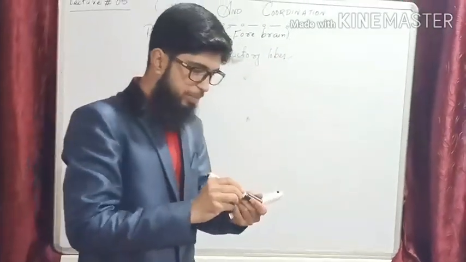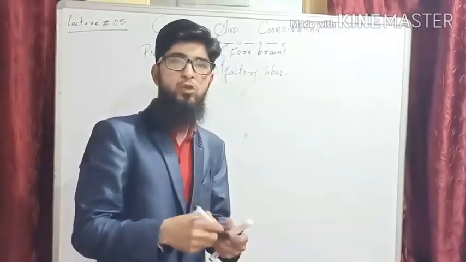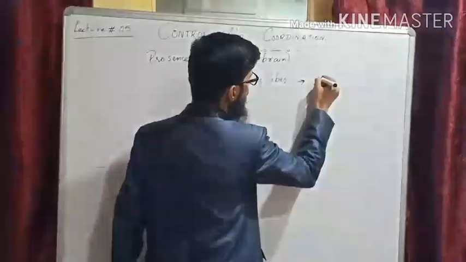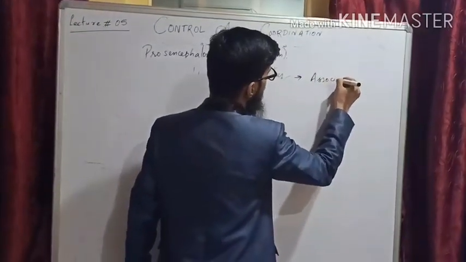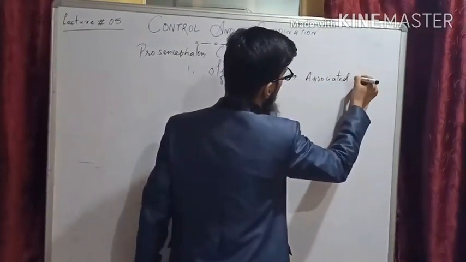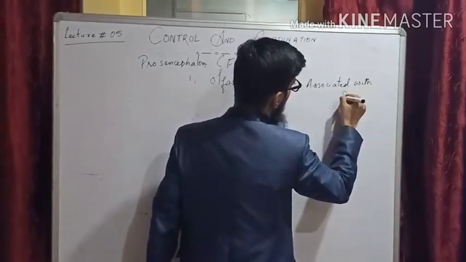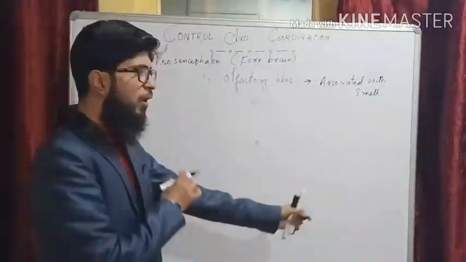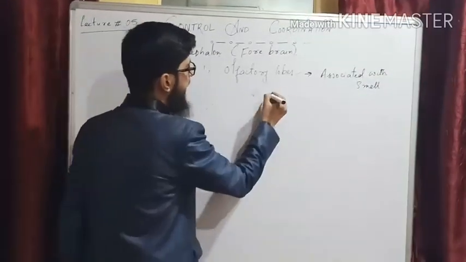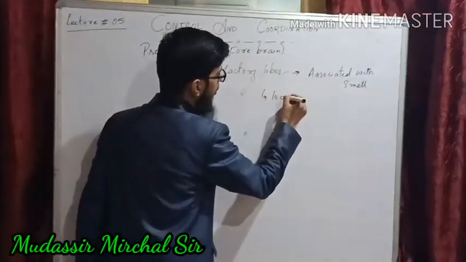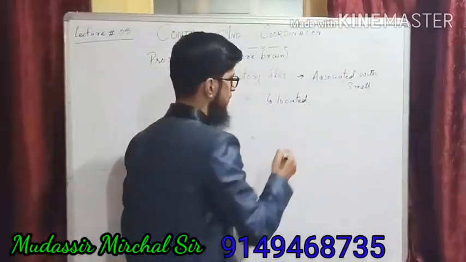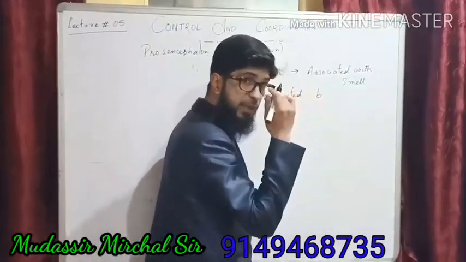Olfactory lobes are the parts which are associated with smell, the perception of smell. They are located beneath the cerebrum, on the lower side of the cerebrum.